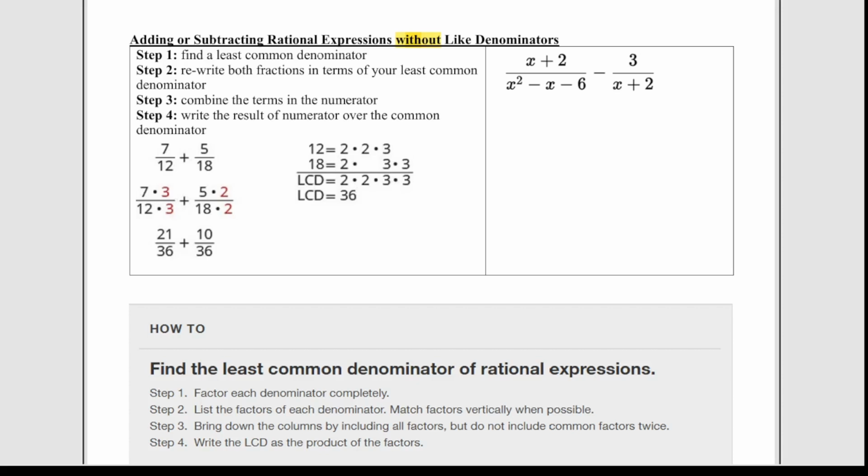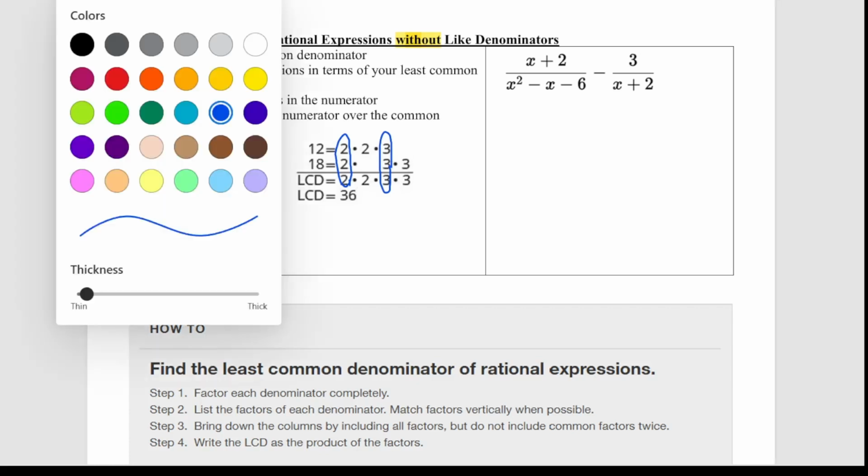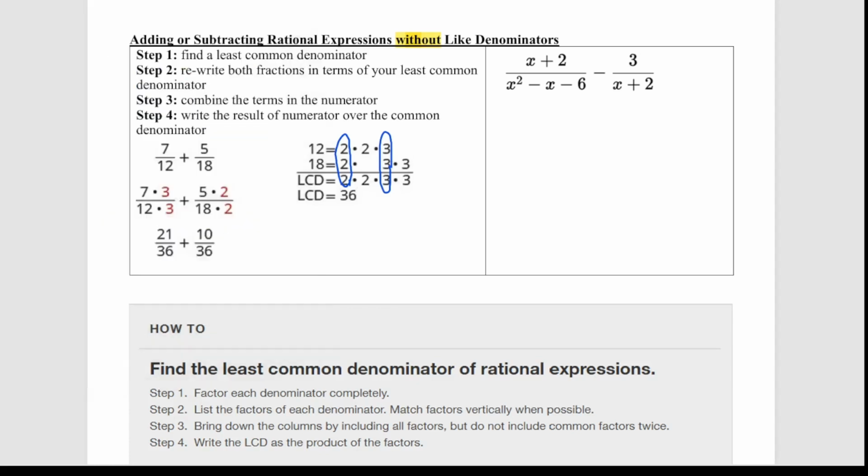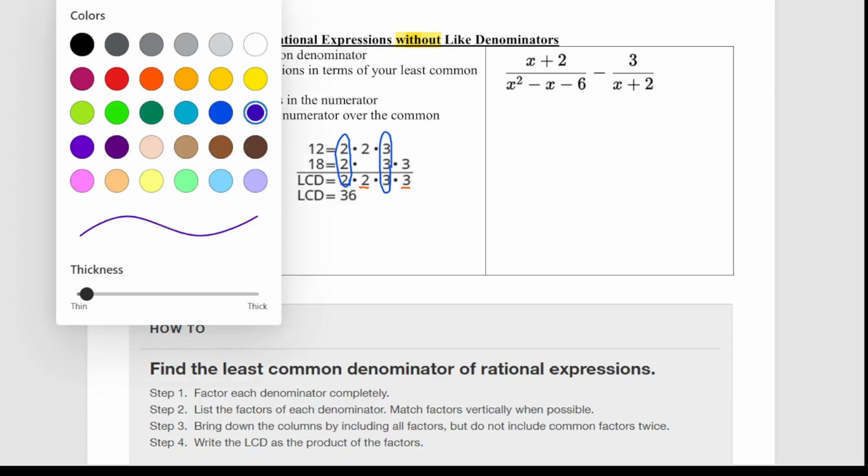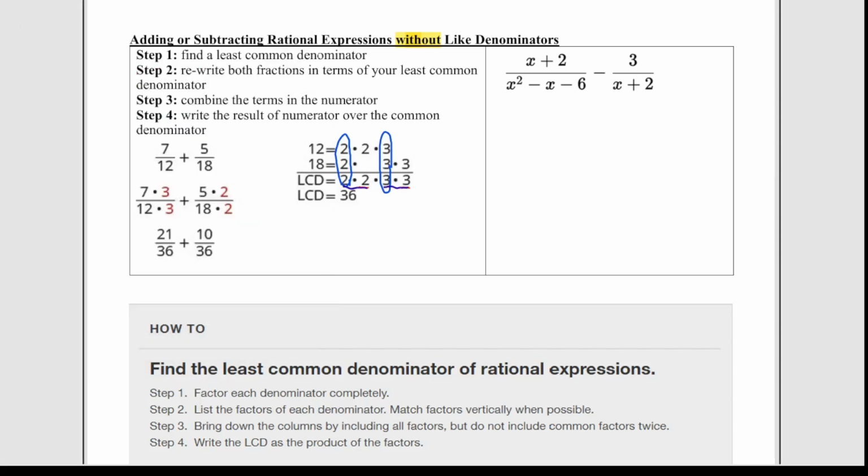And a helpful way to organize your work is going to be to completely factorize each denominator and to vertically align whichever of those factors are going to match. So in the case of 12 and 18, they have both 2 and 3 in common whenever you prime factorize. Then you also want to drop down whatever's different. In this case, 2 and 3 are a little bit different. And then when you multiply them all together, 2 times 2 times 3 will give you that least common denominator of, in this case, 36.